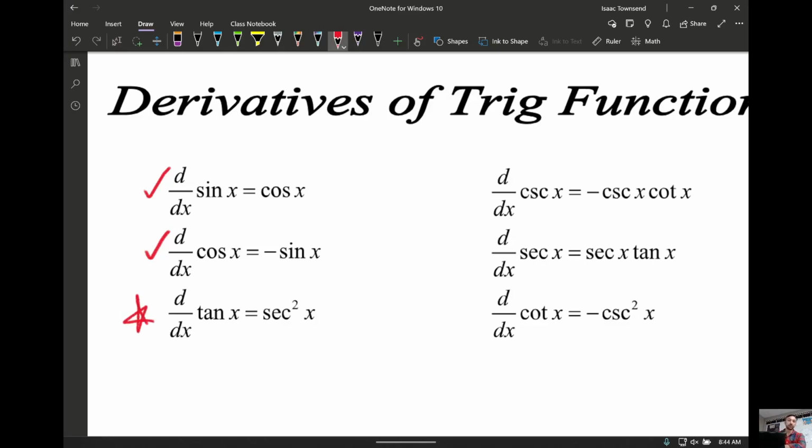This one is also really important. The derivative of tangent to be secant squared comes up a lot. These 3 don't come up often, but they do come up.